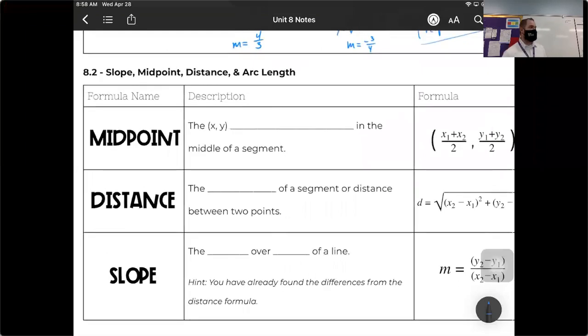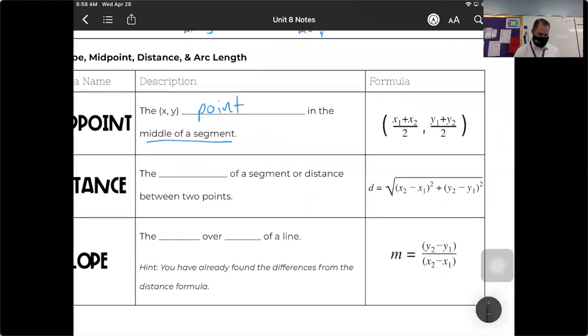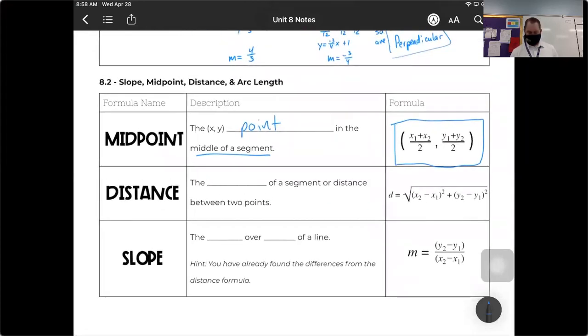Okay, so the midpoint formula, all right? The midpoint formula is used to find the XY ordered pair, the point, in the middle of a segment. Okay, there's your formula. You add the x's, divide by 2. You add the y's, divide by 2, because you're finding the average of the x's and the average of the y's. That's midpoint.